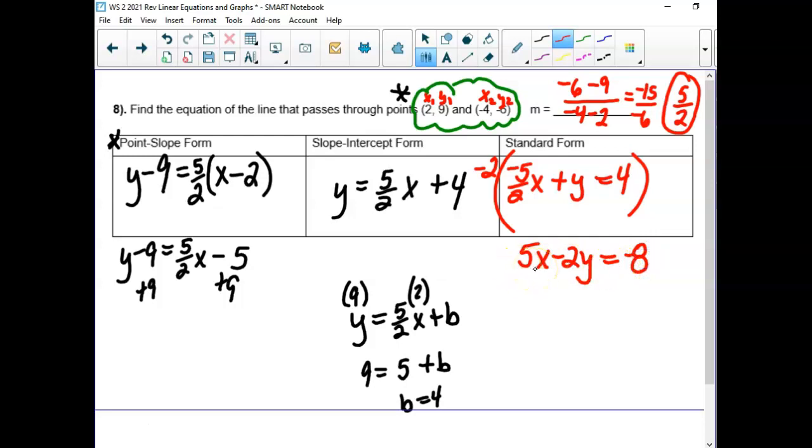Did I do that right? I think so. Anybody doubting me? How could I double check? Anybody know? Could I put 2 and 9 in there and see if it works? 5 times 2 is 10, minus 18 is -8. Works. I could put in the -4, -6, and I'd have -20 plus 12, which is -8. They both work, okay? Both points have to work in there.